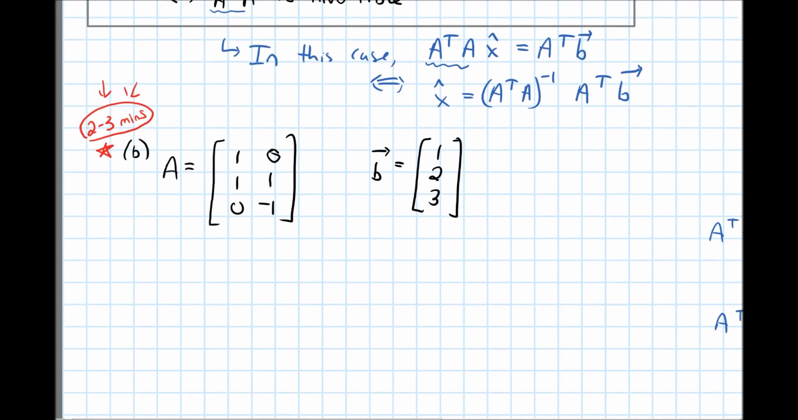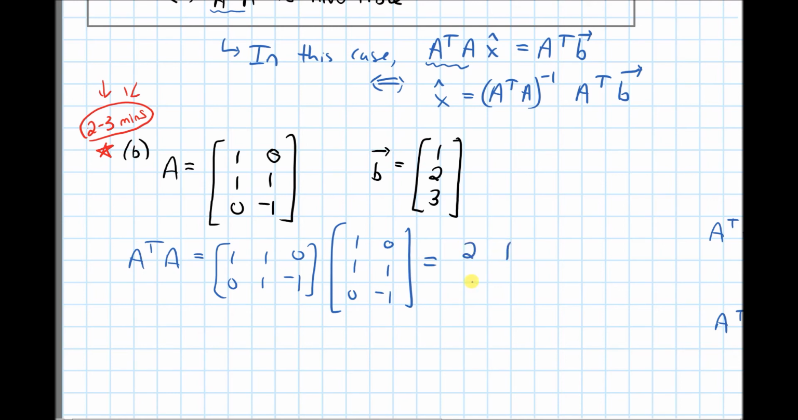All right, so to do this, the first thing I need to compute is A transpose times A. So A transpose will be 1, 0, 1, 1, 0, negative 1. Multiply that by A. So A is 1, 1, 0, 0, 1, negative 1. Multiplying these two matrices, I'm going to do this quickly. If I do my row column multiplication, we get 2, 1, 1, 2.